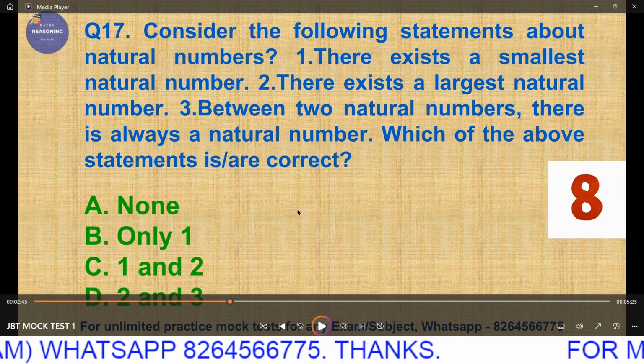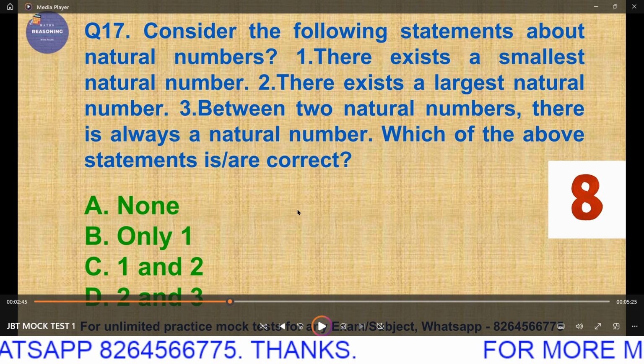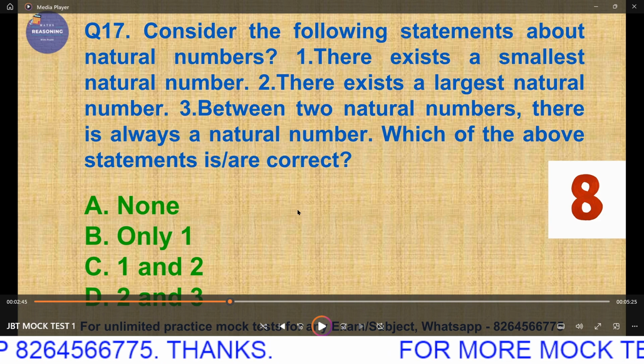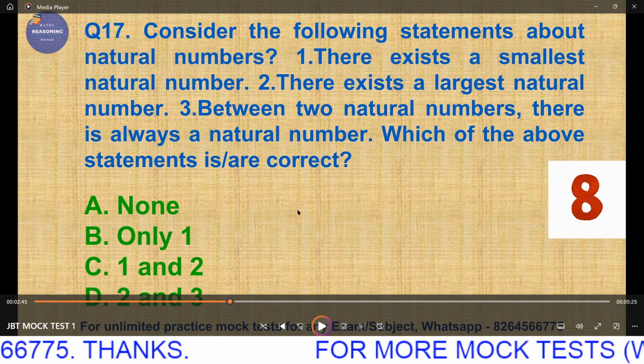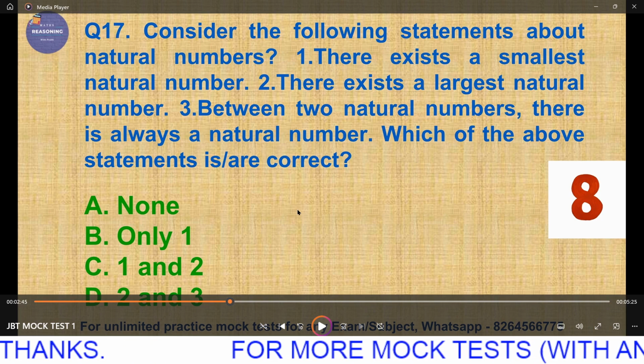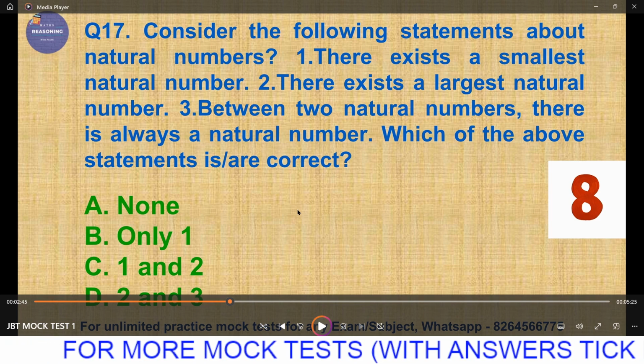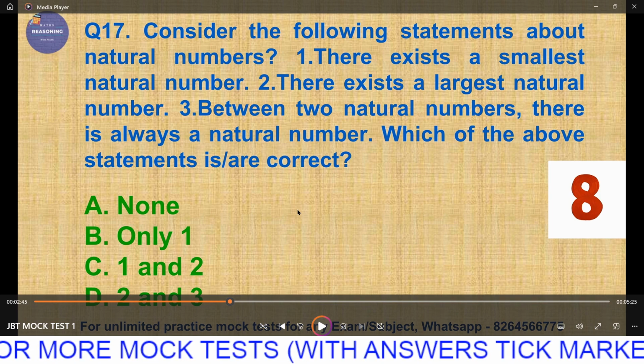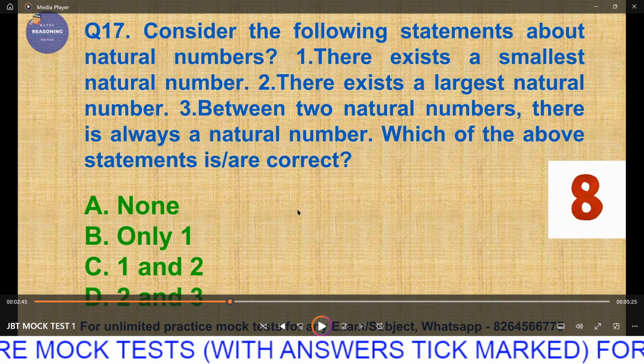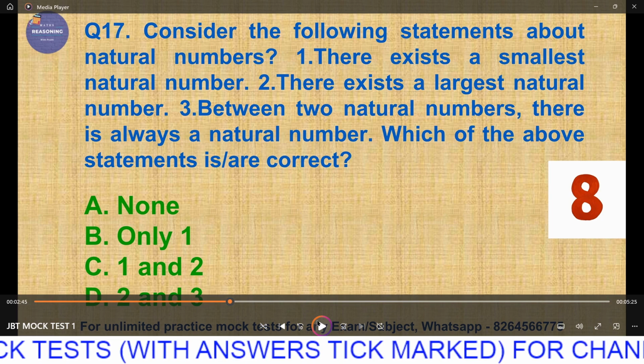Consider the following statements about natural numbers. First is, there exists a smallest natural number. Second, there exists a largest natural number. Third is, between two natural numbers there is always a natural number. Which of the above statements is correct?